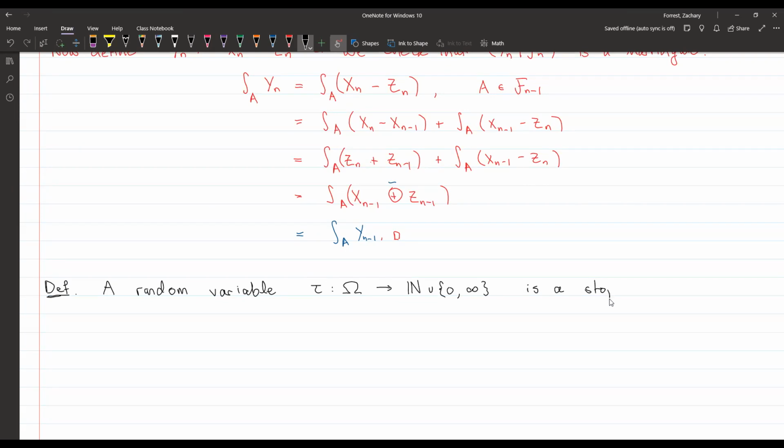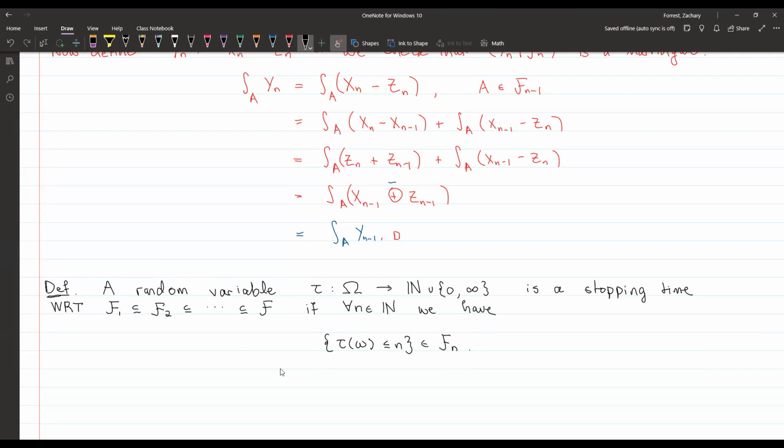Tau is a stopping time with respect to the filtration of sigma algebras F1 subset equal to F2 subset equal to, etc., all the way up to whatever F happens to be, if for every n in the natural numbers, we have the set of all points where tau of omega is less than or equal to n belongs to the nth sigma algebra in the filtration. That's all it means to be a stopping time.